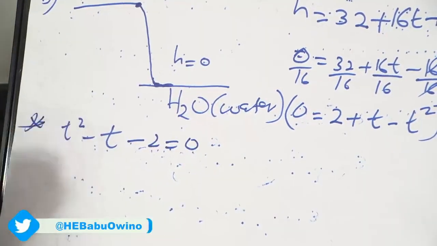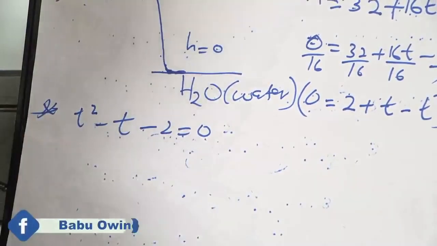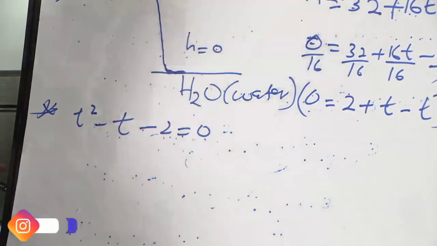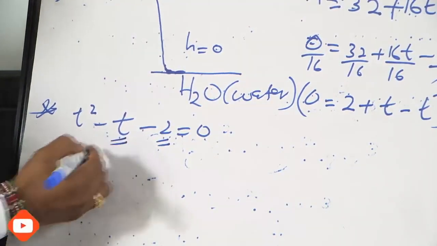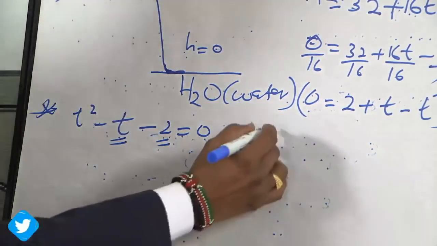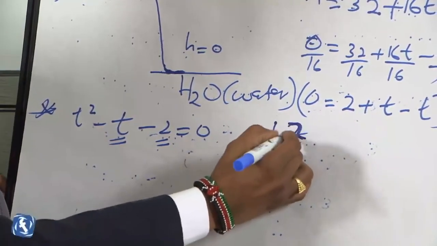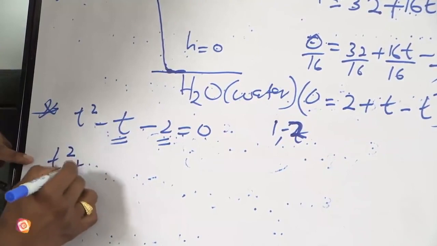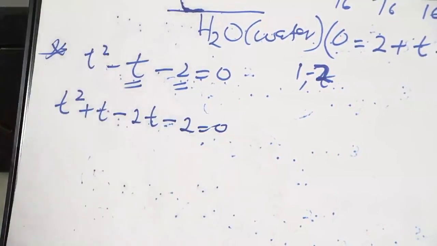So with our value here, we factorize. This is a quadratic expression. In factorizing the quadratic expression, we look for two numbers that when you multiply give you -2, but when you add the two numbers, give you -1, the coefficient of t. So the numbers are 1 and -2. So here in factorizing, we have t squared plus t minus 2t minus 2 equals 0.